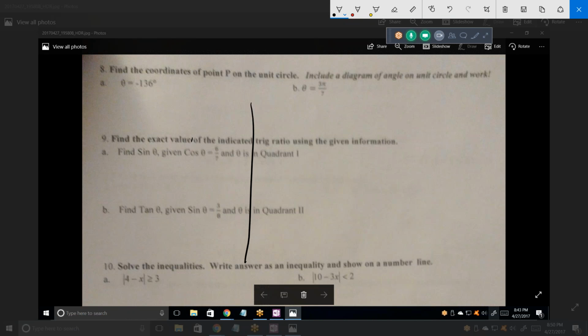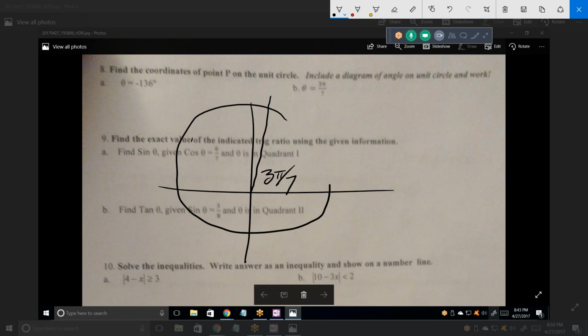So here, the angle is 3 pi over 7. Well, that's slightly less than pi over 2, correct? So that's 3 pi over 7. That's what that angle is. And I got a unit circle. So they want the coordinates right there. Well, there's an xy coordinate there. And the most important thing you can remember is that the x-coordinate is the cosine of theta. The y-coordinate is the sine of theta, no matter where you're at on the unit circle.